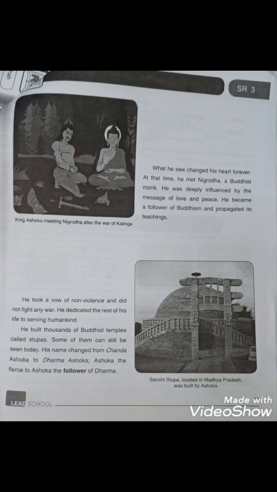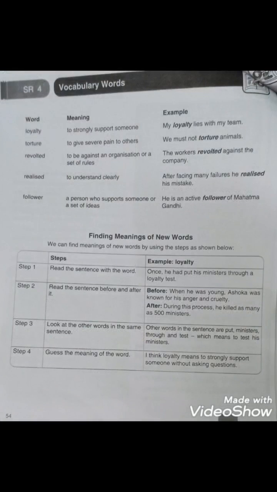You must know, see, Student Reader 4, page number 54. You'll see some vocabulary words, meanings and examples also. See, loyalty, meaning to strongly support someone. Example: my loyalty lies with my team. Torture, revolted, realized, follower. For all the words, meanings and examples are given clearly on page number 54 for your good understanding.